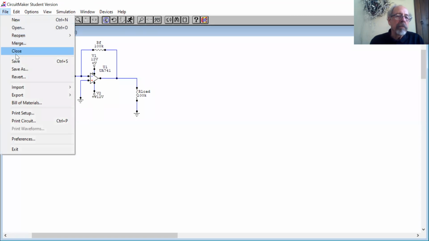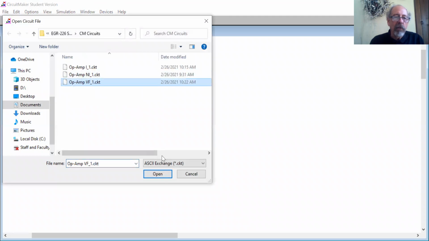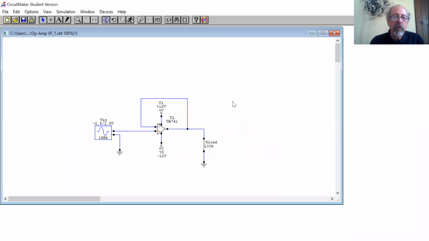I'm going to load up the last one here. So let's open, and here's the voltage follower circuit. I open this guy up. Don't want to save the other one. In this one, the output is tied back to the input. In this one, the input goes to the plus input. And let's take a look what we discover.